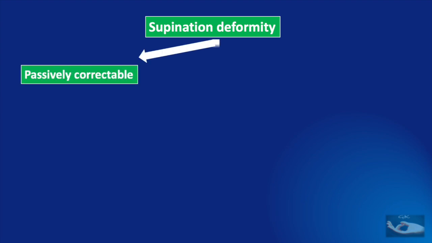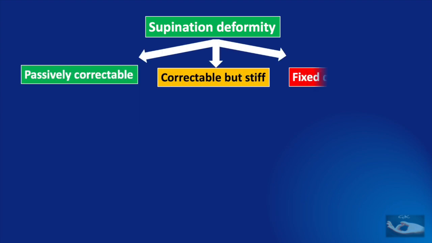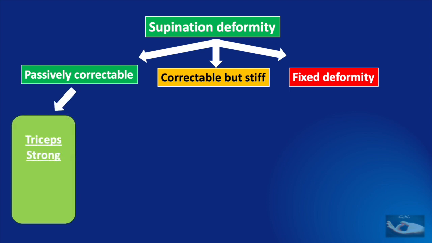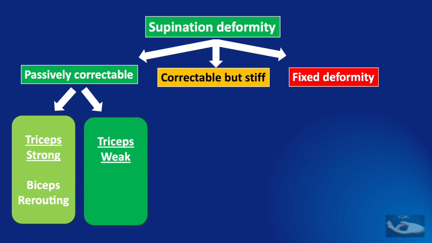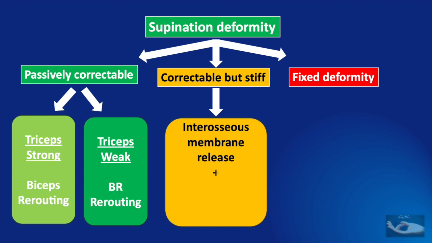A supination deformity could be passively correctable, it could be correctable but stiff, or a fixed deformity. If it is passively correctable and the triceps is strong, biceps rerouting is advisable. But if the triceps is weak, a brachioradialis rerouting is advised. If the deformity is correctable but a little stiff, interosseous membrane release needs to be done combined with biceps or brachioradialis rerouting depending on the strength of the triceps.